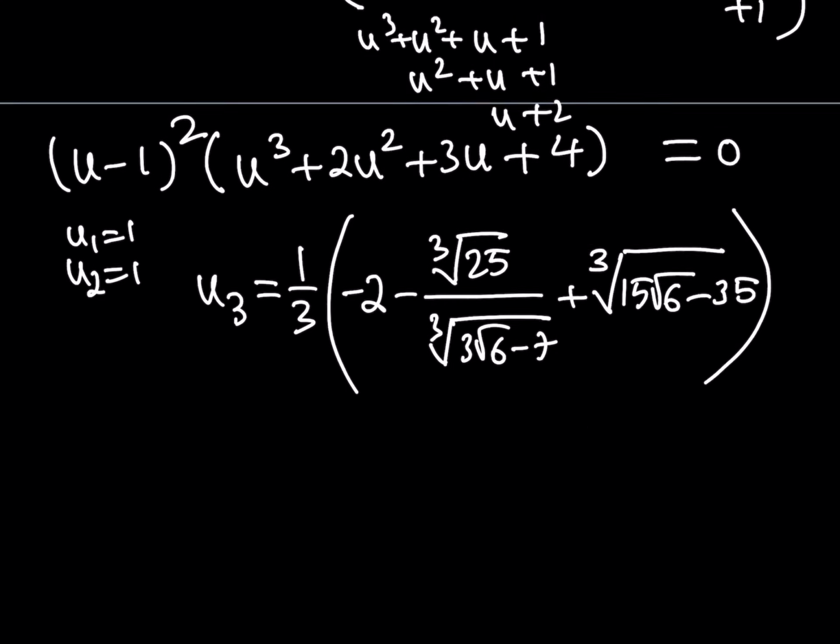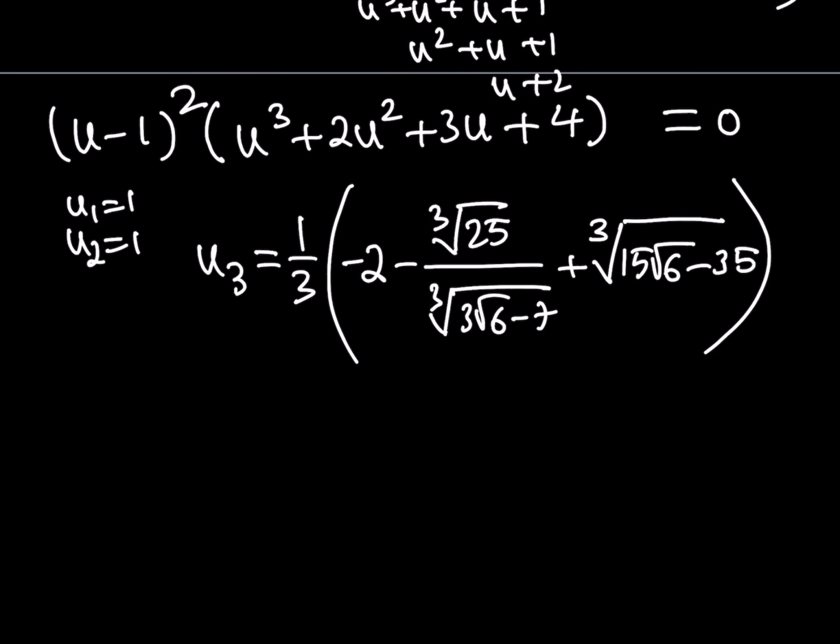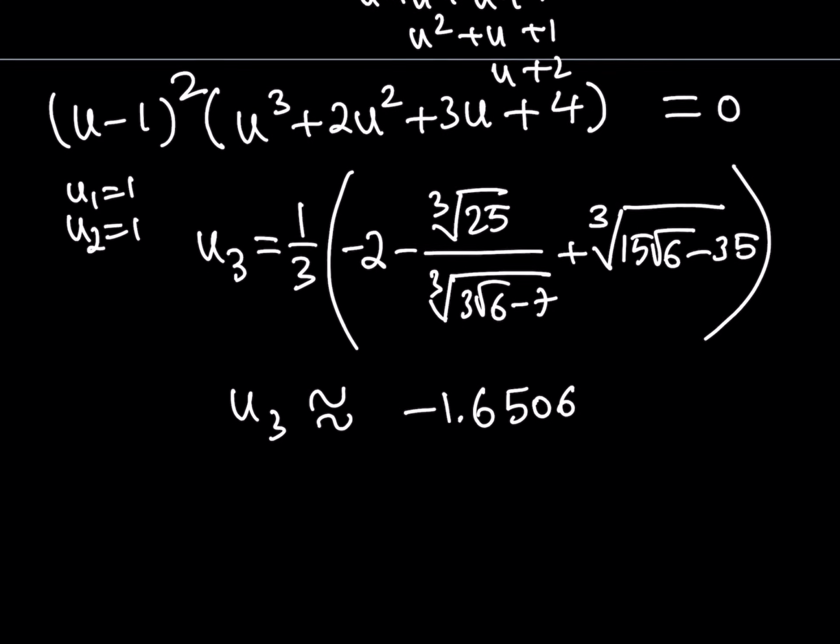Okay, what does it look like though? Well, this is what it looks like. Exactly u3, the real solution of the cubic. Do you like that? Well, could it be the answer? No. I'm going to tell you why. Because u3 is approximately negative 1.6506. Wow, he's a human calculator. No, I'm not a human calculator, but there are some calculators available.